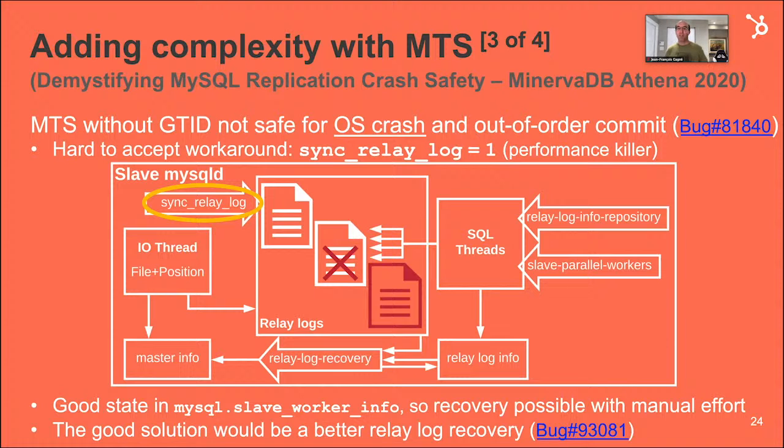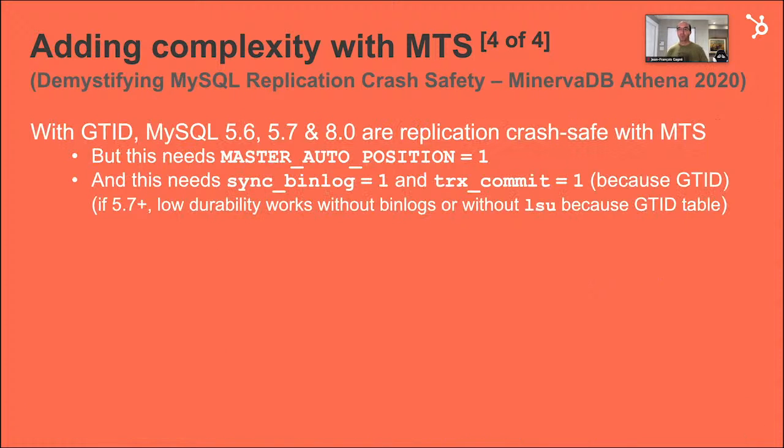The state in the slave worker info could be used to recover. There's a way to do it. It would be very complicated to explain, and I don't have time for this. But if it's possible to recover, it means it's possible. If it's possible to recover manually, it means that it's possible to recover automatically. So relay log recovery should be able to implement this. So we're yet again at needing a better relay log recovery.